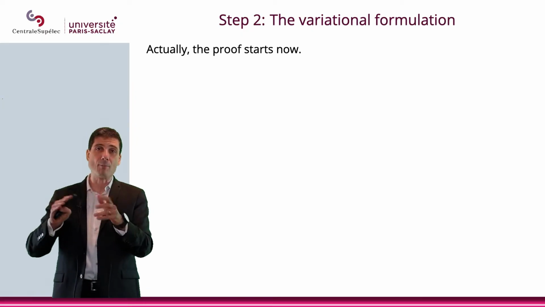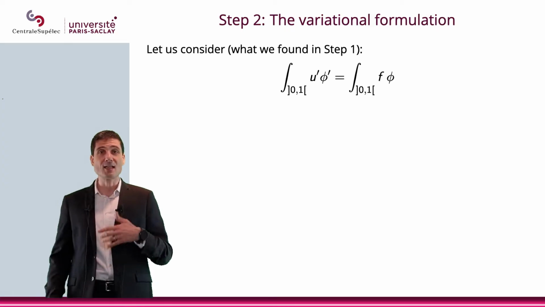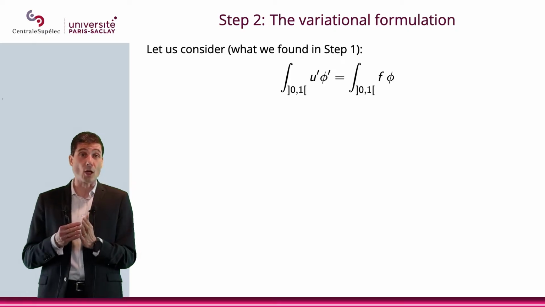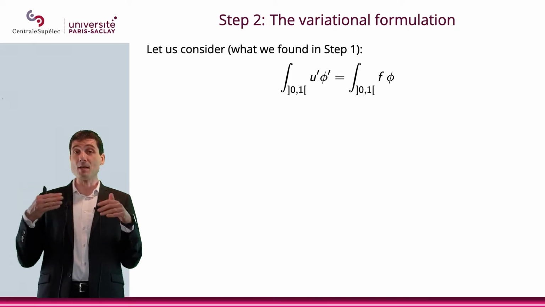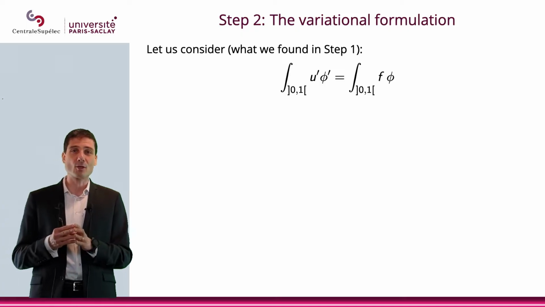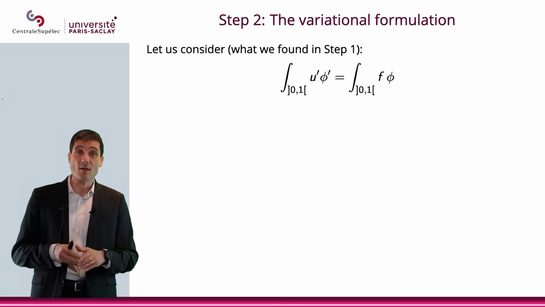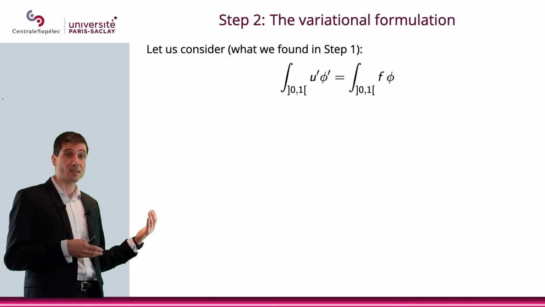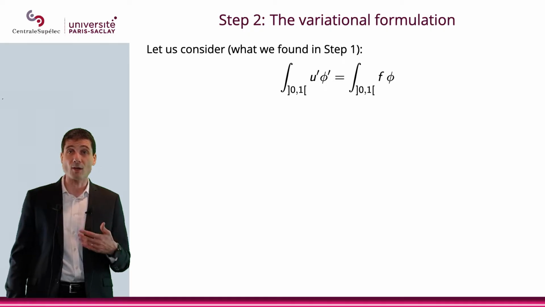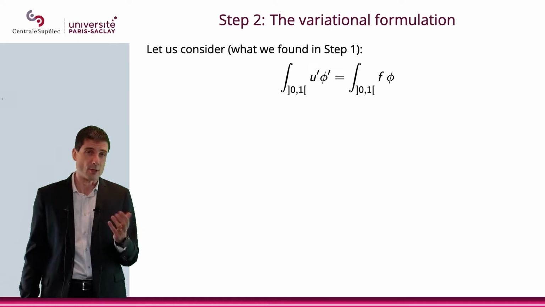And you could even say, okay, well, I'm not even going to tell you how I found this expression, but here is the expression I'm considering. I have the right to do so. I'm just saying, okay, let me just, out of the blue, if you don't want to tell us step one, which gave you that equality, let me consider the integral between 0 and 1 of u prime phi prime equals the integral between 0 and 1 of f phi. Okay, I can just write this equation, right?